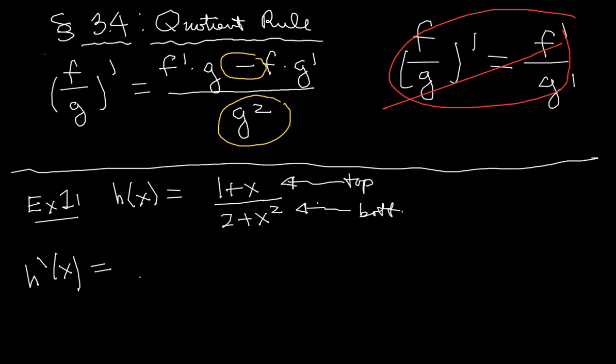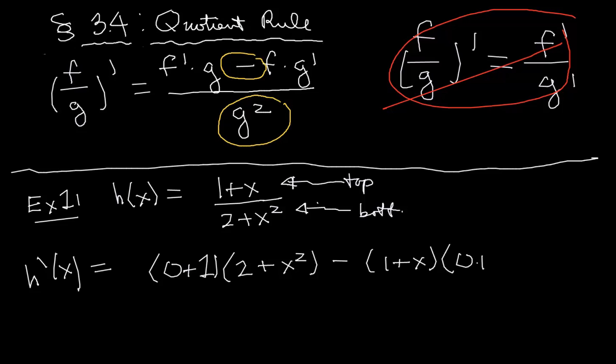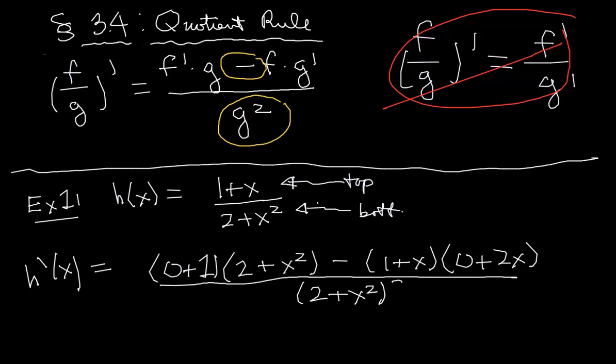So how does this thing go again? It goes derivative of the top, that's just going to be 0 plus 1, because derivatives of constants are always 0. Derivative of the top times the bottom, minus the top times the derivative of the bottom, 0 plus 2x. And this goes all over 2 plus x squared, but that thing squared.